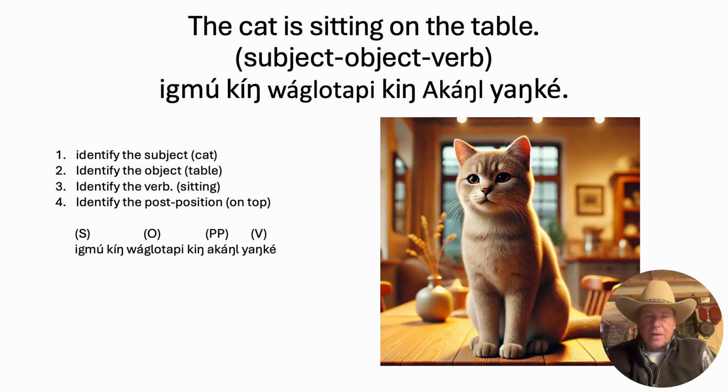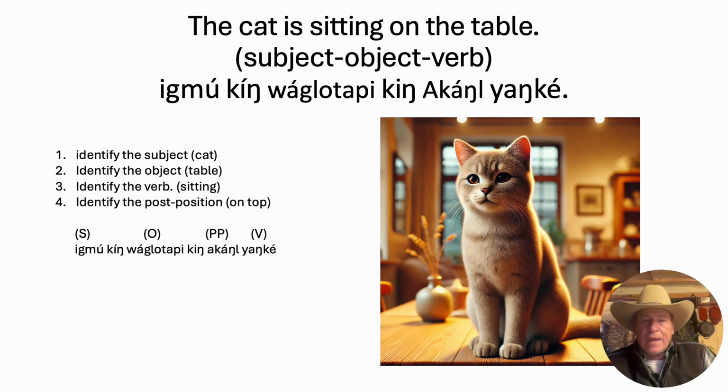Okay, so let's identify these things. The sentence we want is the cat is sitting on the table. We follow the subject, object, verb. Before you read that in Lakota, let's identify the subject. So the subject is the cat. The object is the table. The verb, in this case, the cat is sitting. It's in a sitting position. And then our postposition is sitting on top of the table.